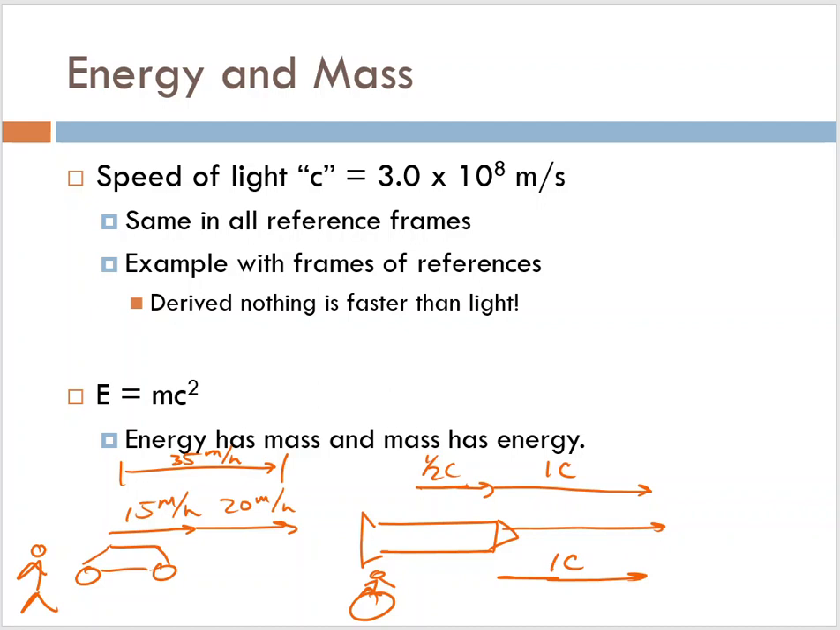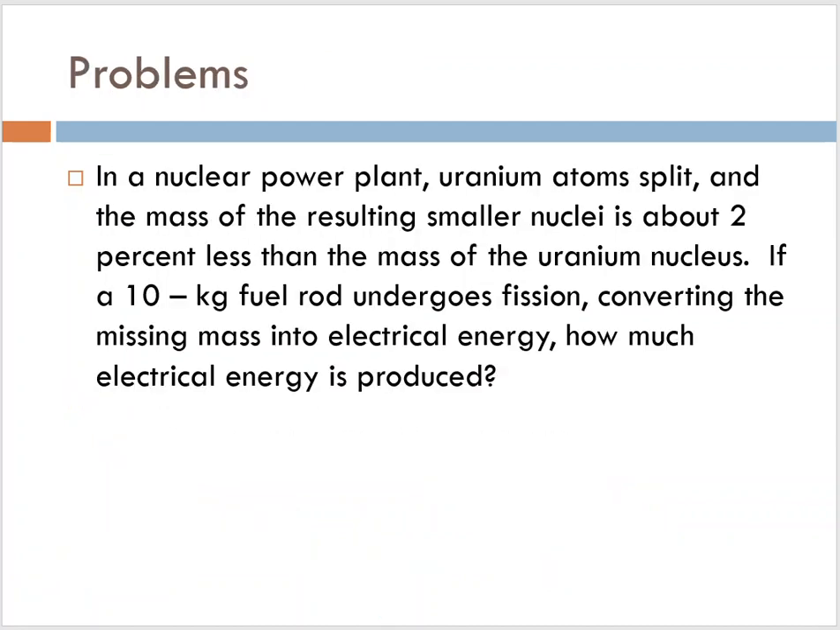Problems with this. So where does this come in? In a nuclear power plant, uranium atoms split, and the mass of the resulting smaller nuclei is about 2% less than the mass of the uranium nucleus. If a 10-kilogram fuel rod undergoes fission, converting the missing mass into electrical energy, how much electrical energy is produced?